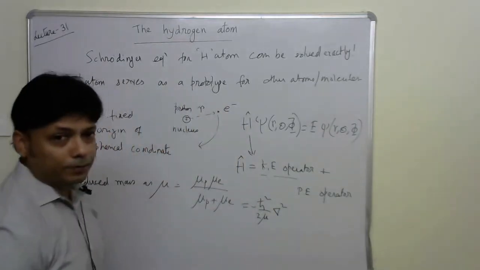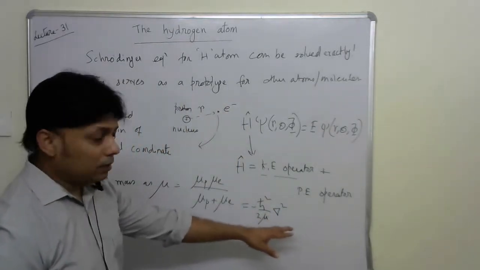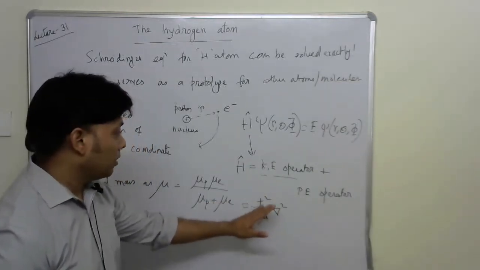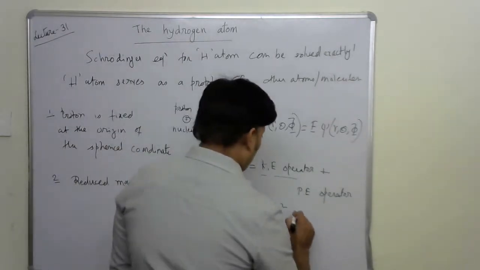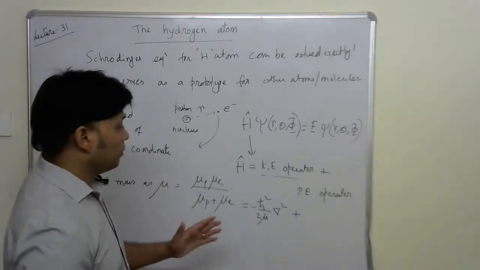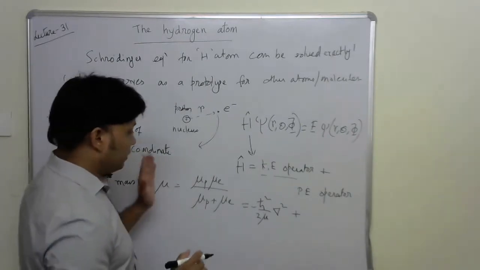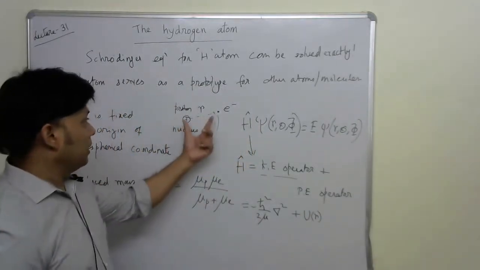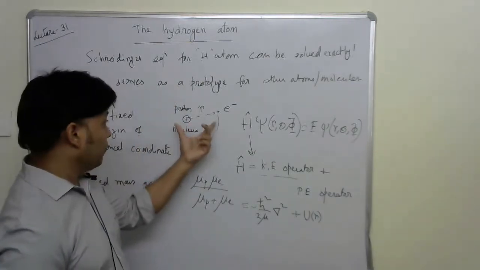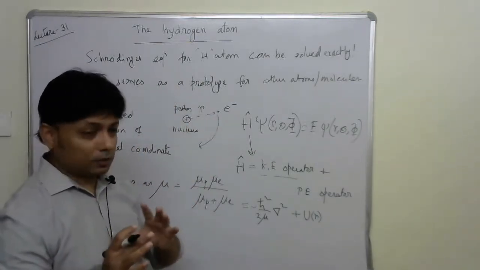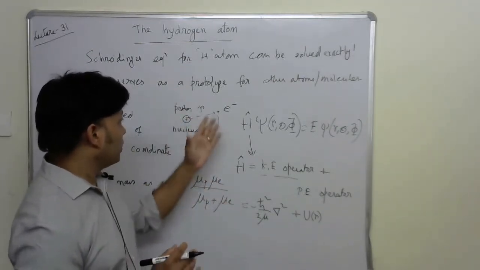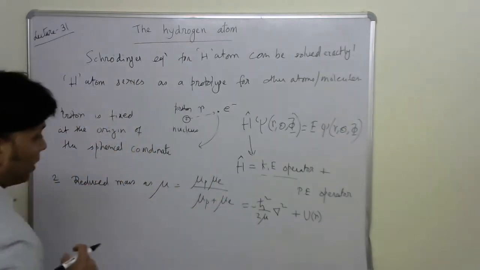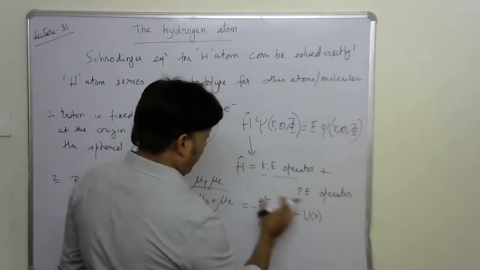the Laplacian operator. So this is dependent on x, y, z in Cartesian coordinates and r, theta, phi in polar coordinates. And plus the potential energy operator. Here the potential energy, we will try to find the expression later on, but for the time being we just write U as a function of r, because this is electrostatic in nature, so the only variable is the separation between the proton and the electron, provided that the charge of the proton and the charge of the electron are constant. So this is our Hamiltonian operator.